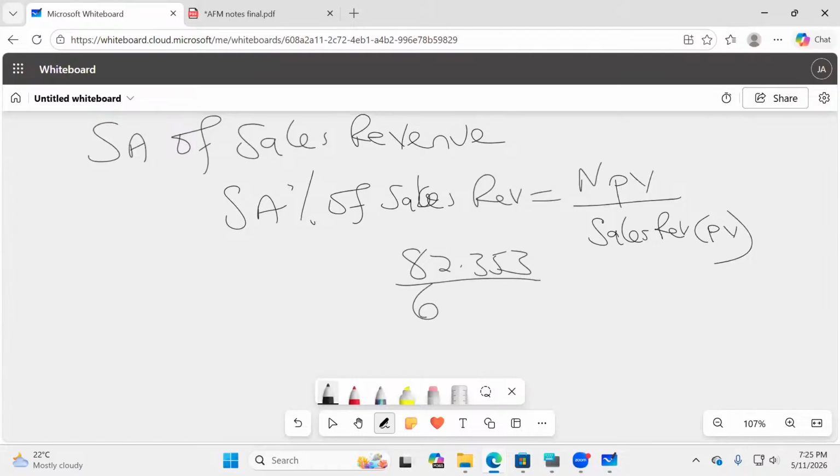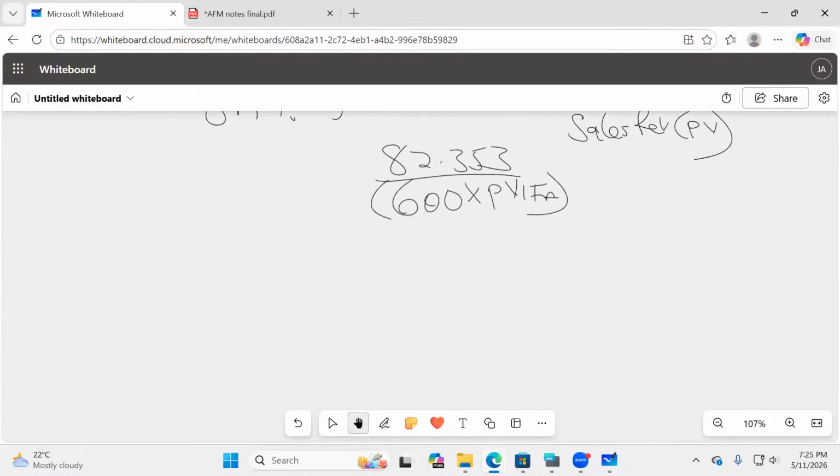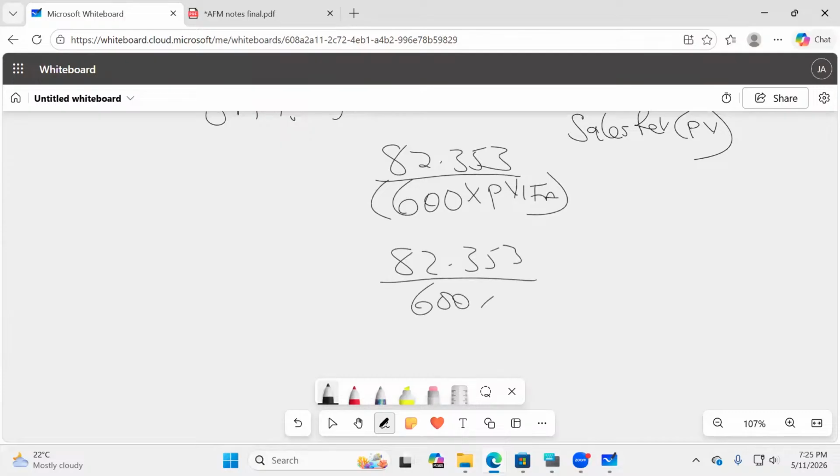Is there somebody who is able to remember that our sales was 600? But this needs a discounting factor, because sales revenue was accruing to us every year. So this will be multiplied with the PV that we have in the question. So this will be 82.353 all over 600 times, was it 2 point something?